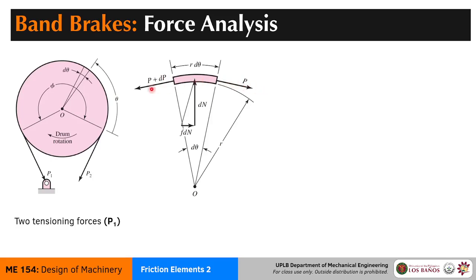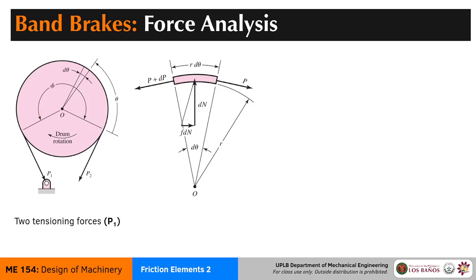So there is a pulling force P, and of course there is some difference. One of the forces will be stronger than the other, so we're representing that with differential force dP. And of course, this element has a length r dθ, so this is an arc length.